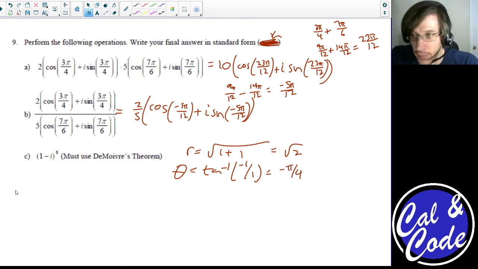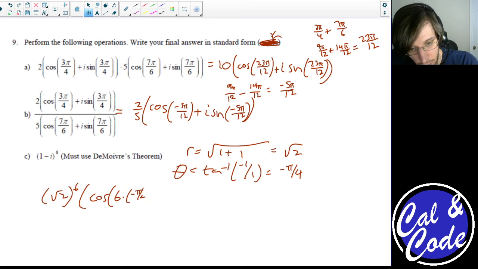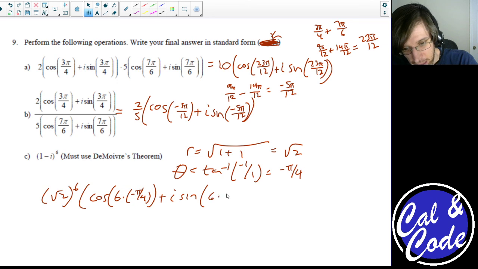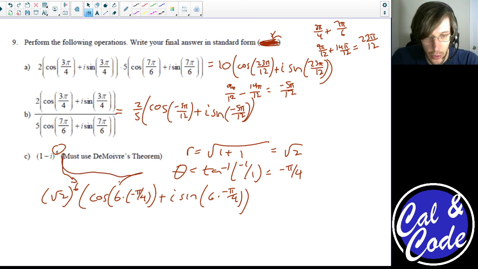And so what we're going to end up with here, to raise this thing to the 6th power, is we're going to take root 2 and raise it to the 6th power, and multiply that by the cosine of 6 times negative pi fourths plus i times the sine of 6 times negative pi fourths. Basically, the power goes to those 3 locations.